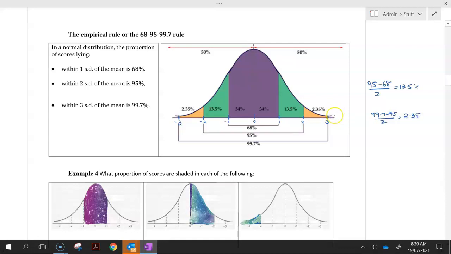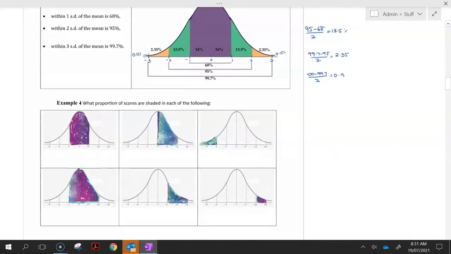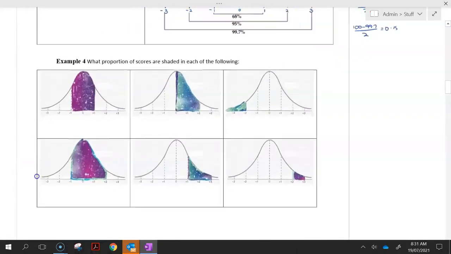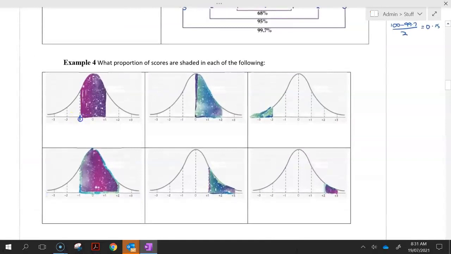Now, there's a little bit missing here. So if you do 100 minus 99.7, divide 2, I think you get 0.15. That means that 0.15% of people get above 3 standard deviations, and 0.15% of people get below 3 standard deviations from the mean. Okay, so we can use that without our tables to work out proportions between certain z-scores, but they've got to be integers. So the first one here asks, what's the probability or proportion between -1 and +1?